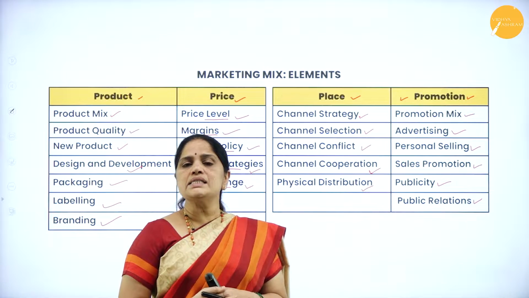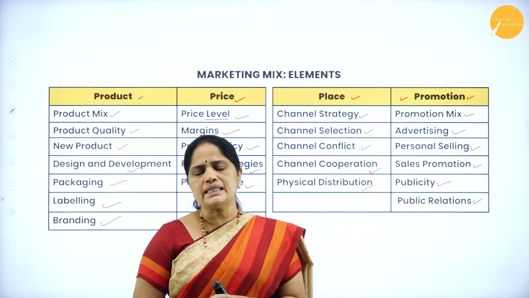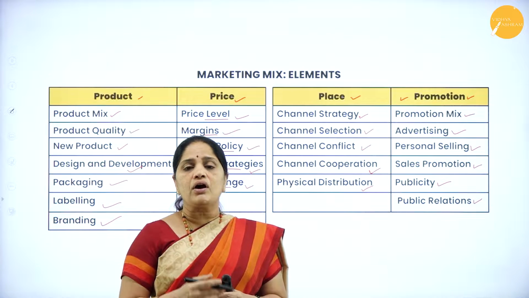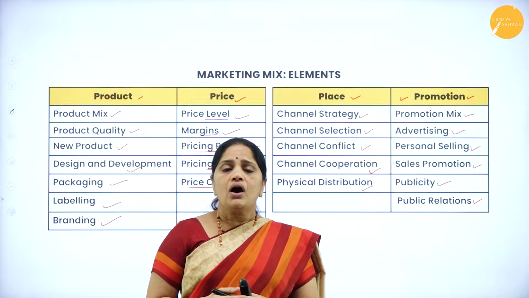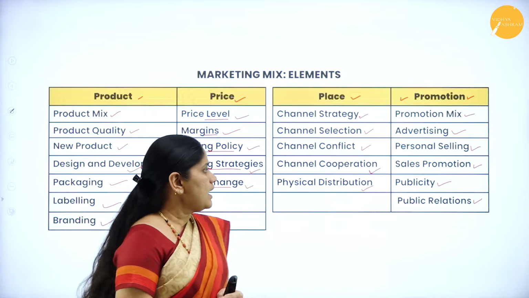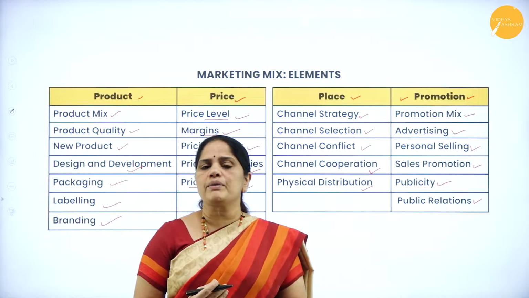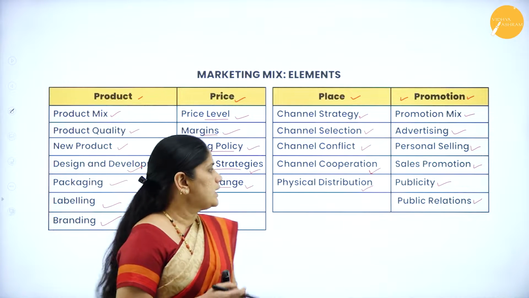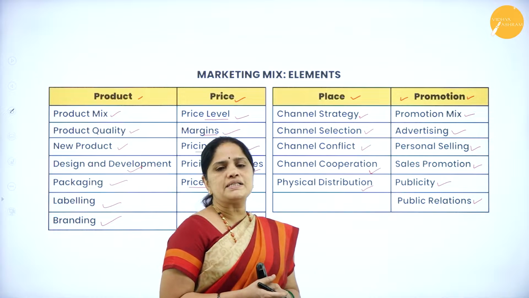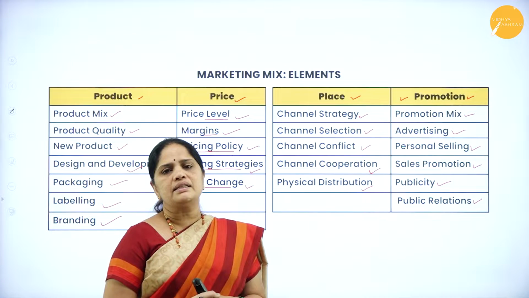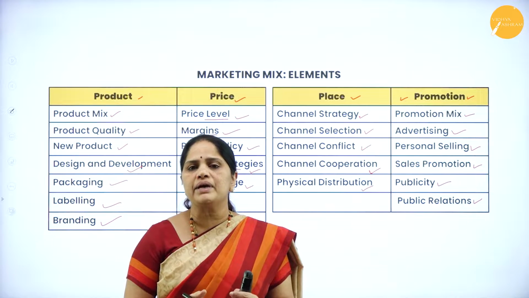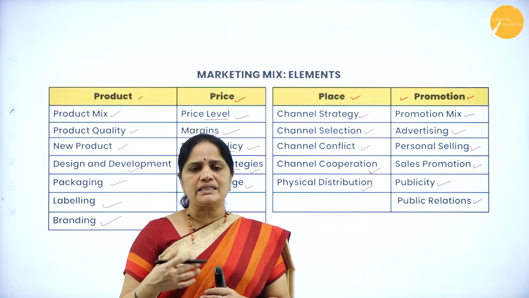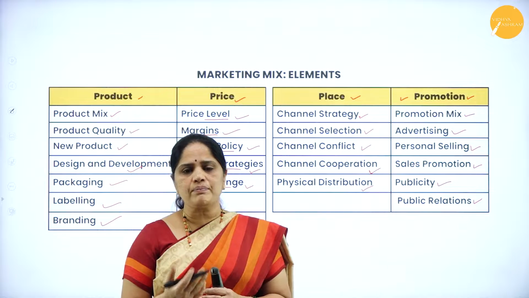Then the next one is sales promotion. In this sales promotion, there are so many activities like buy one get one free, or various discount offers, rebate offers, etc. Through this sales promotion, we will be able to see that the product is sold. Then the next one is publicity. In publicity, the sponsorer will not give any money for this, and the product will be publicized by the news media itself. So, that is publicity.